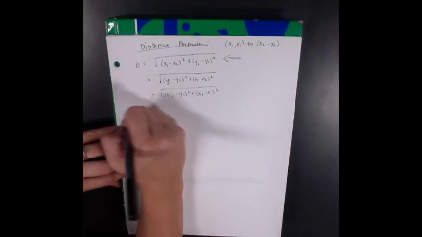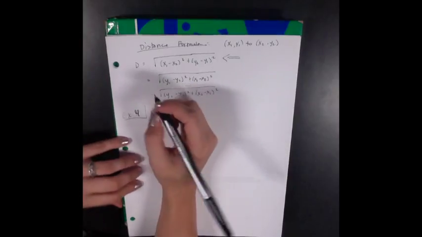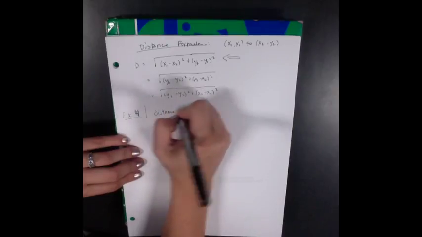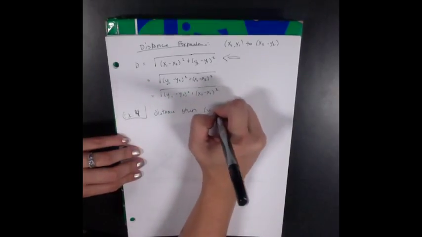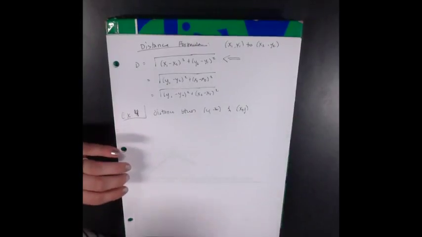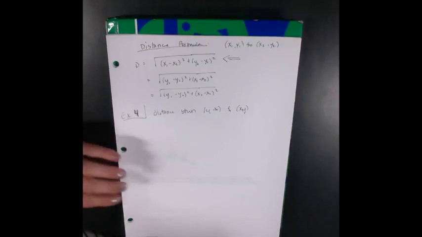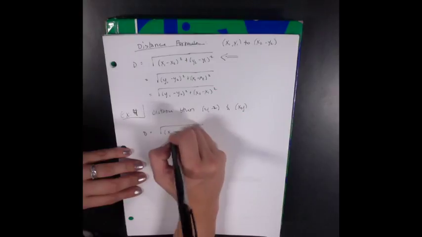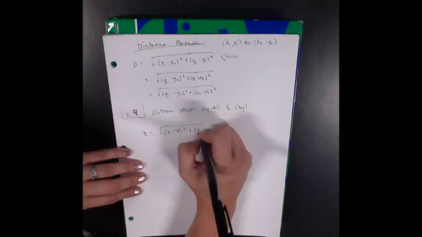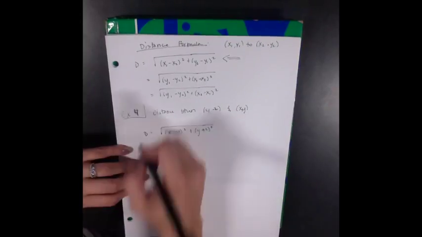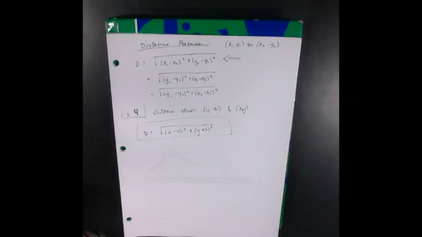So let's do an example with it. Actually, I think it's example 4. Find the distance between 4, negative 2 and some point x, comma, y. So we plug it into our distance formula. Our distance is the square root of x2 minus x1 squared plus y2 minus y1 squared. There you have it. That's all. That is the distance between 4, negative 2 and x, y.